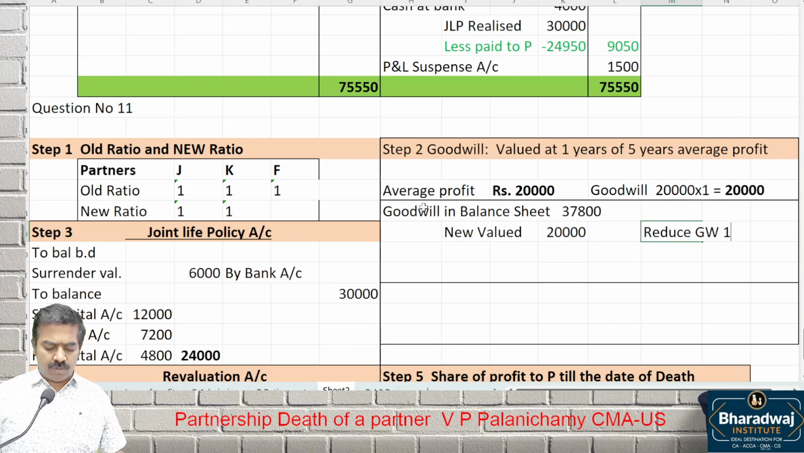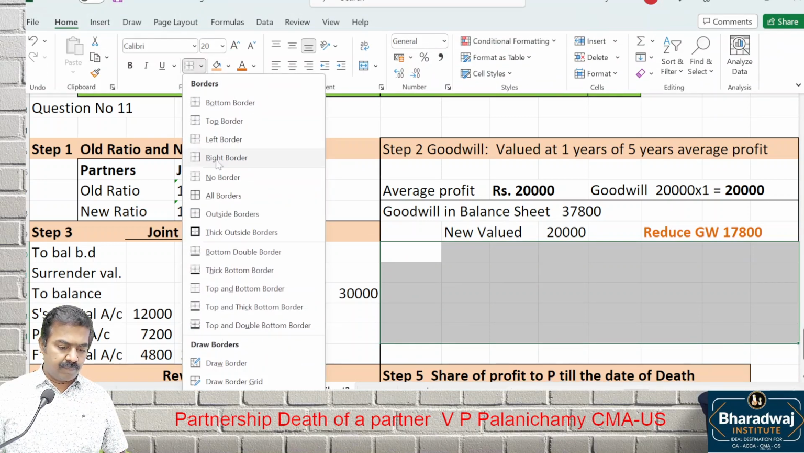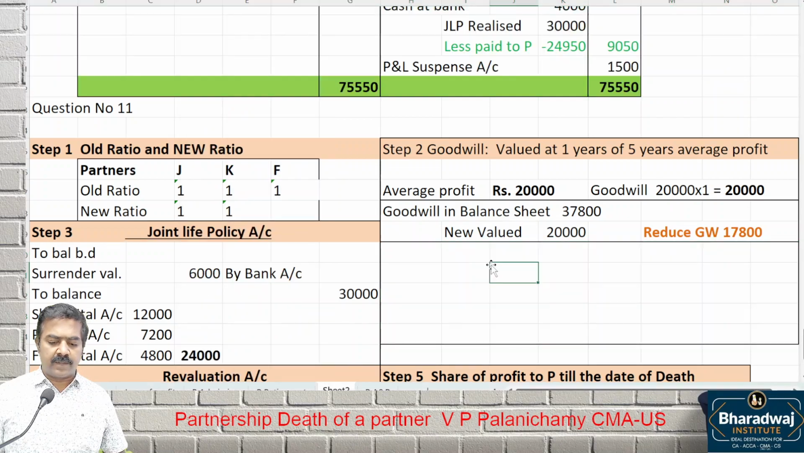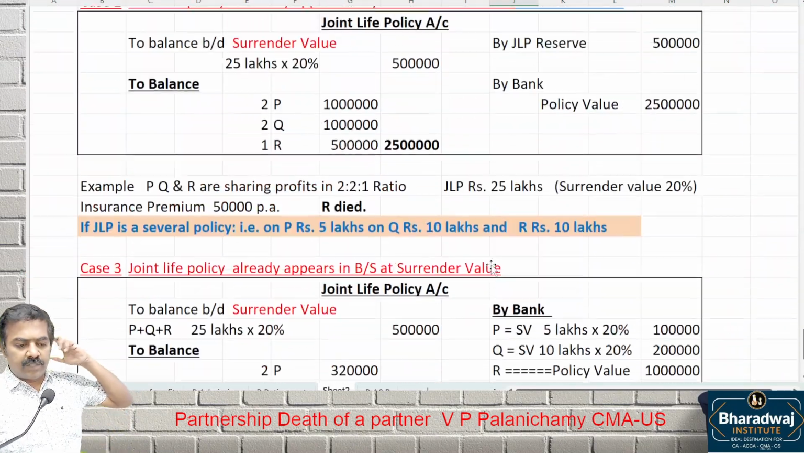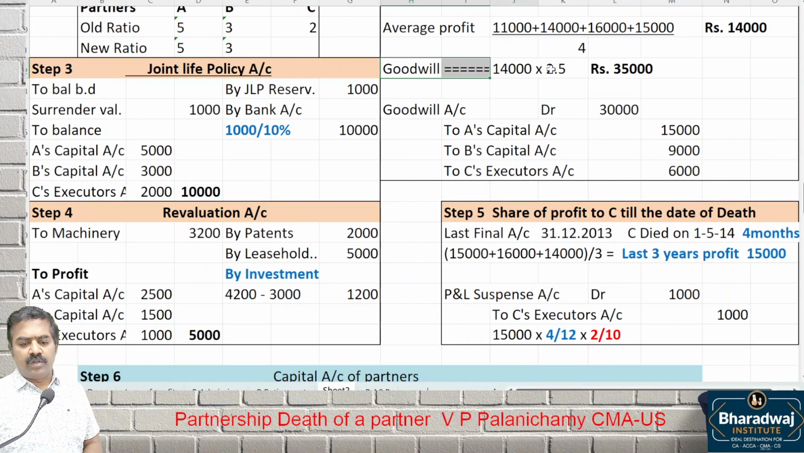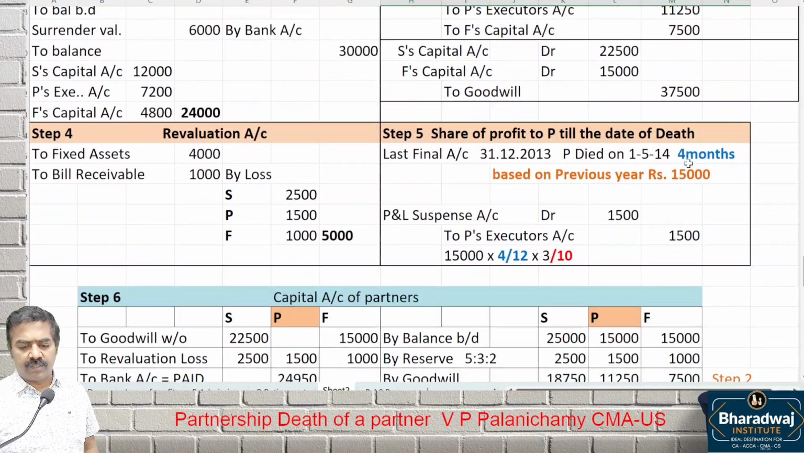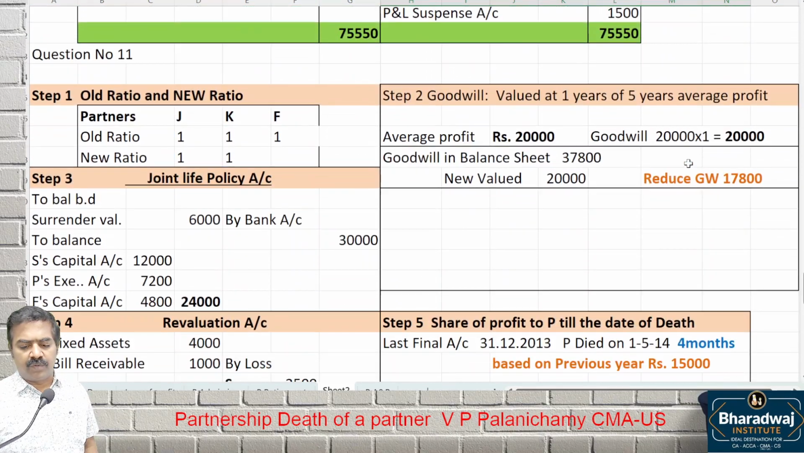Reduce goodwill by how much amount? 17,800. It is not goodwill written off. Existing goodwill is reduced by 17,800. What is the journal entry you will pass for this? Wait. In today's first question, we increased the goodwill by how much? See, goodwill 35,000, balance sheet already 5,000, it's 30,000. Here you have to write off the goodwill, reduce the value of goodwill by 17,800. What is the entry you will pass?